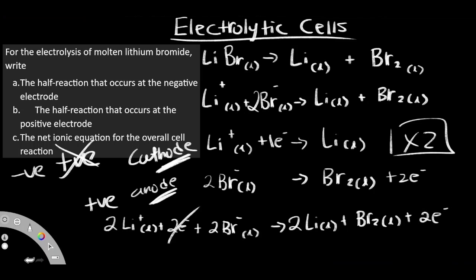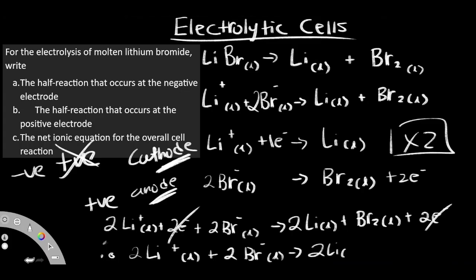Let's cancel out the like terms. We are good. Okay, so now we're going to finish off with our statement here. We have 2 Li+(l) plus 2 Br-(l) yielding 2 Li(l) plus Br2(l). That's it. That's the answer.